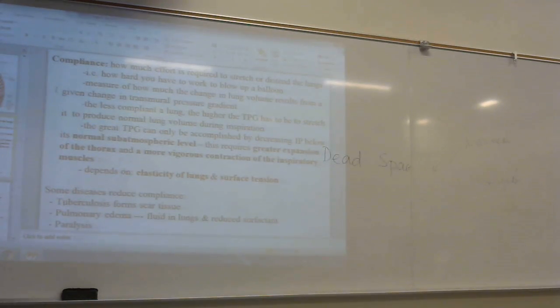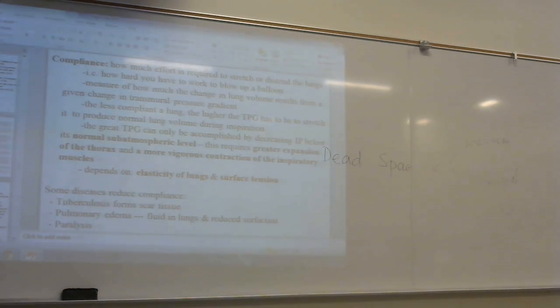Compliance always refers to the lungs. And restrictive will always, like pneumonia, affect compliance. Restrictive is your tubes, your airways. Okay? You have any questions? The respiratory system is very, very easy.